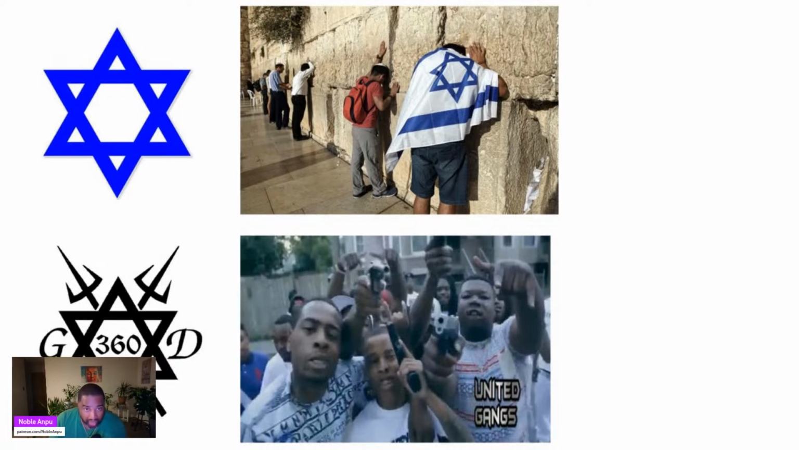So when you have the Jews, or those of the Hebrew Israelite community, while they have their Star of David and at the wall worshiping, what do black folks in Chicago do with the six-pointed star? What up, folk? GD. You take a spiritual emblem and put pitchforks on it.